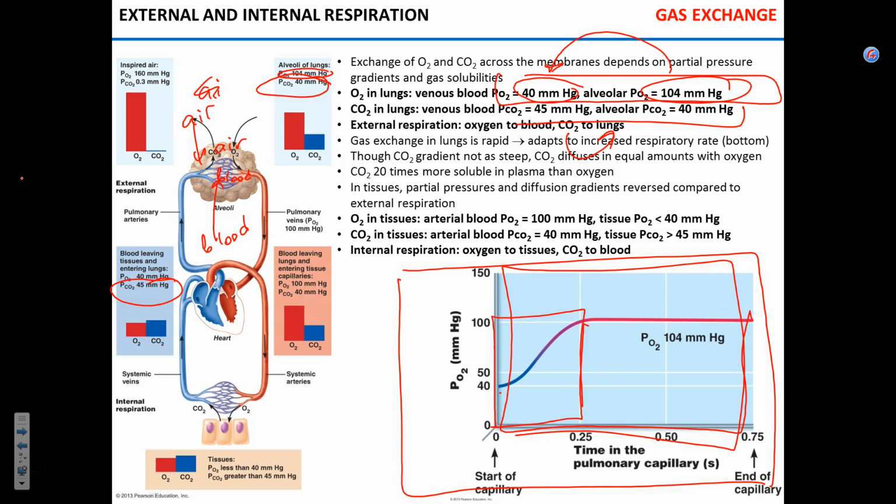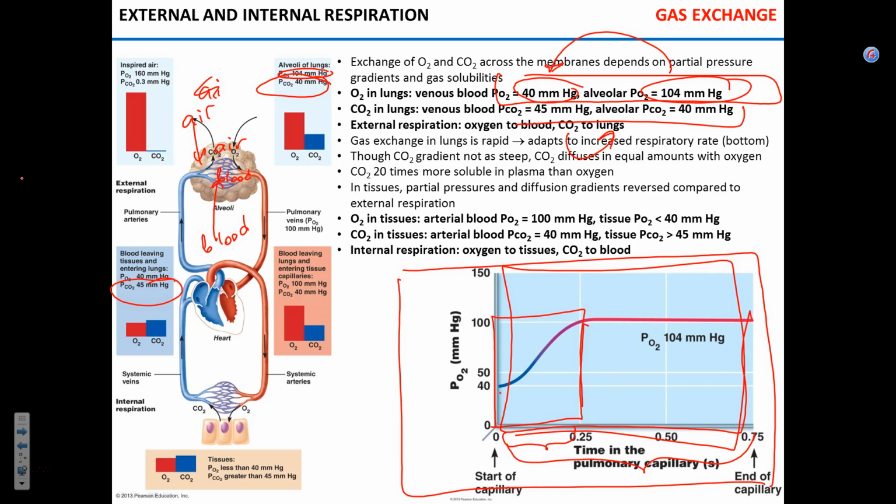Why is it important? When your respiratory rate increases and your cardiac output increases and blood flow increases, this time, 0.75, the time that blood stays in the pulmonary capillaries, will shorten. You with me? But it will shorten just to this, so there will still be enough time for the gas exchange.